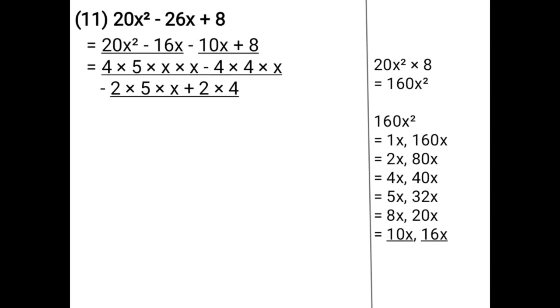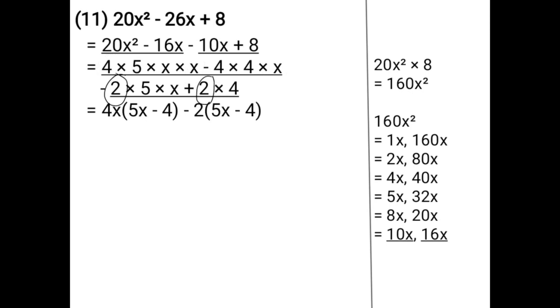Underline and make two groups. In the first group, which is common, circle it. In the first group, 4x is common. 4x you have to write outside the bracket, and inside the bracket in the first group, which is uncommon, write it in the bracket. That is 5x minus 4. In the second group, which is common, circle it. 2 is common. Minus 2 you have to write outside the bracket, and inside the bracket which is uncommon, that you have to write. That is 5x minus 4.